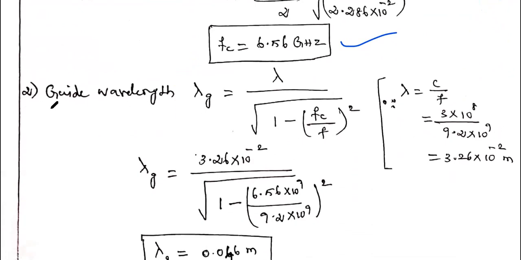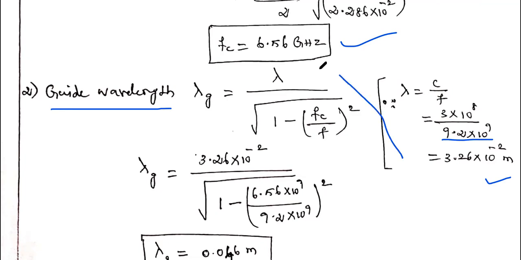Then the second question, guide wavelength. So the guide wavelength lambda g equal to lambda by square root of 1 minus fc divided by f the whole square. This is the guide wavelength formula. Okay, so now we have to find out lambda first. What is lambda? c by f. So c, you know, f operating frequency is given as 9.2 giga. So you substitute, you find the answer 3.26 into 10 to the power minus 2.